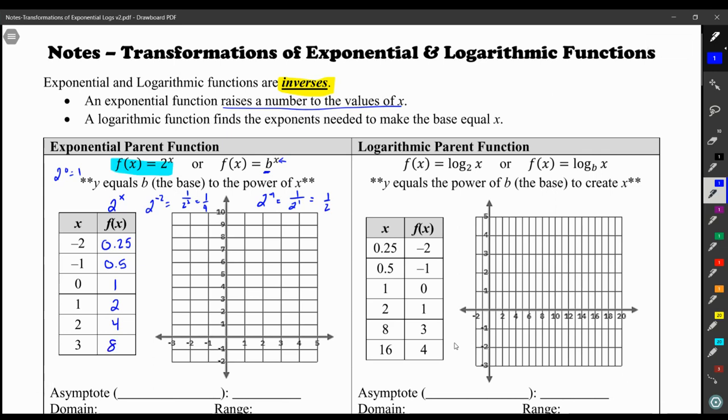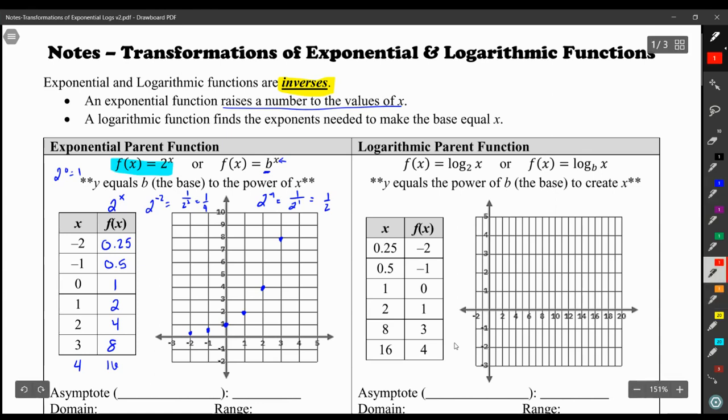So if we were to graph this, we would have negative 2 and 1/4, negative 1 and 1/2, 0 and 1, 1 and 2, 2 and 4, 3 and 8. And even if you wanted to do 4, 2 to the 4th power would give you a y value of 16. And so the way this graph looks is it starts kind of on the bottom left.